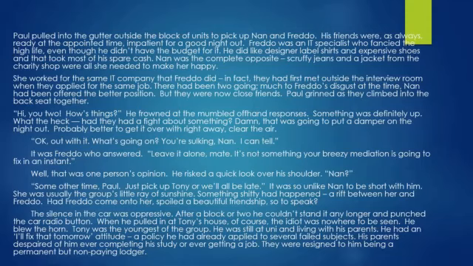"It was so unlike Nan to be short with him. She was usually the group's little ray of sunshine."